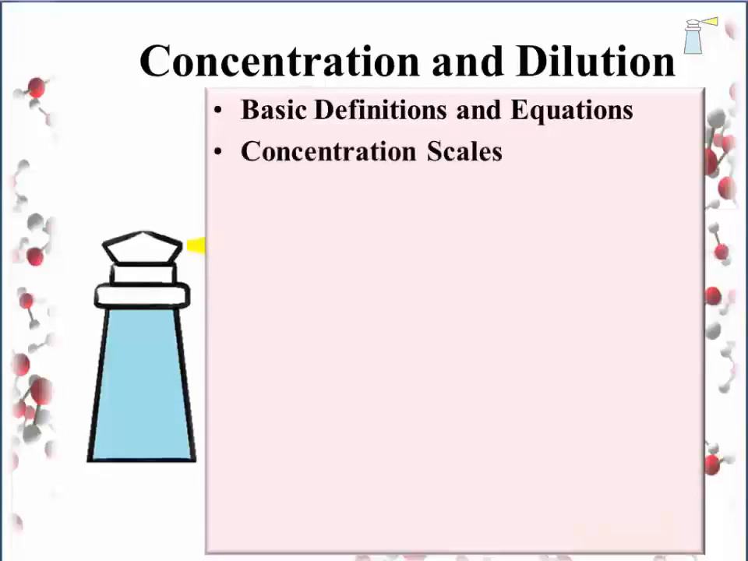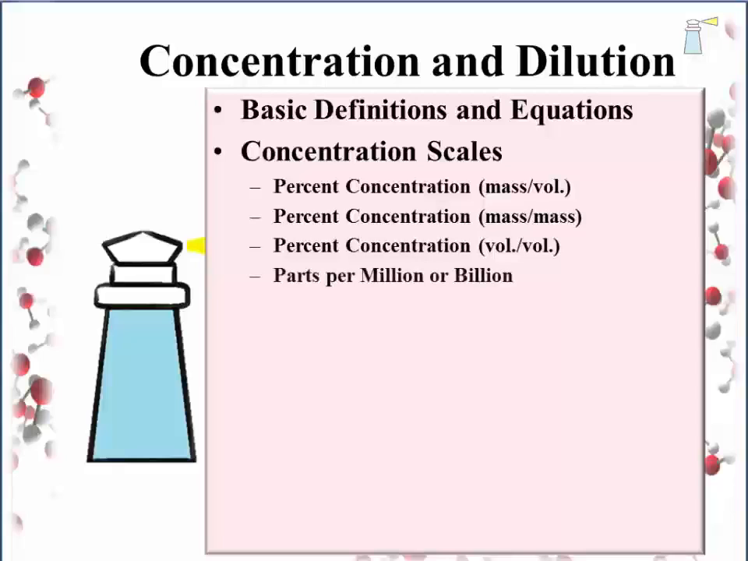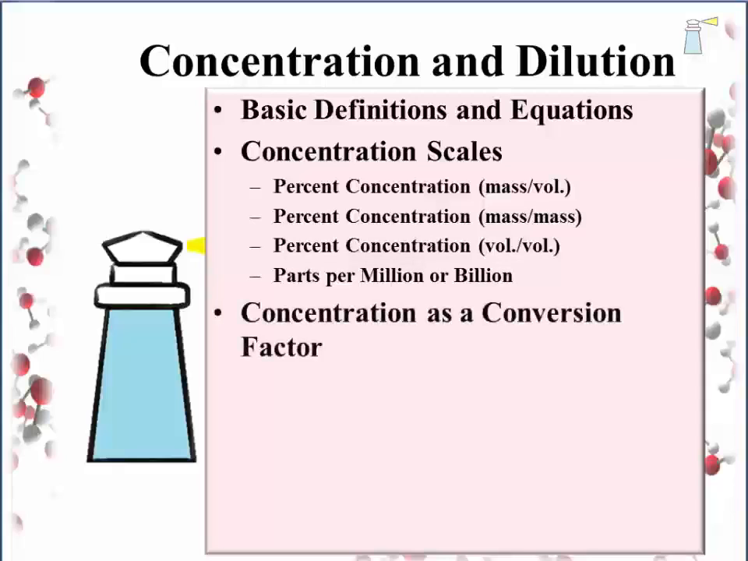Some of the more common concentration scales or ratios are discussed, including percent concentration, that is mass to volume ratio, percent concentration mass to mass, percent concentration of volume to volume ratio, and parts per million or billion. Those are extended into concentrations as a conversion factor. Example problems of conversions are offered, as well as an example of preparing a solution in a lab setting.